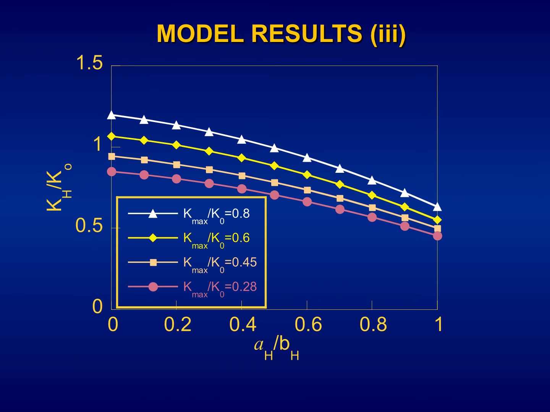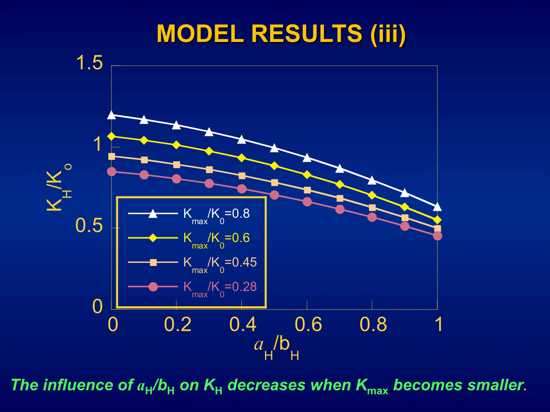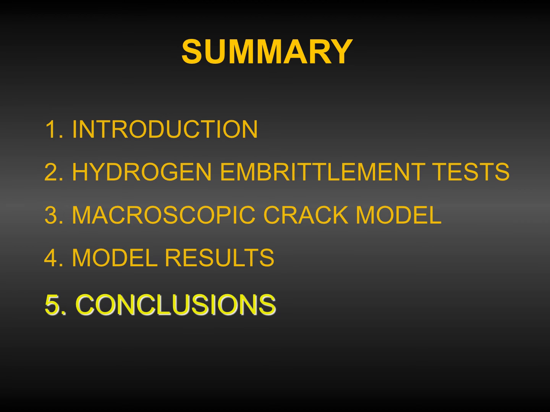and here we represent KH to K0 versus the crack aspect ratio of the hydrogen-assisted crack for different values of the maximum fatigue pre-cracking stress intensity Kmax. The influence of AH to BH on KH decreases when Kmax becomes smaller. Let's go to the conclusions.